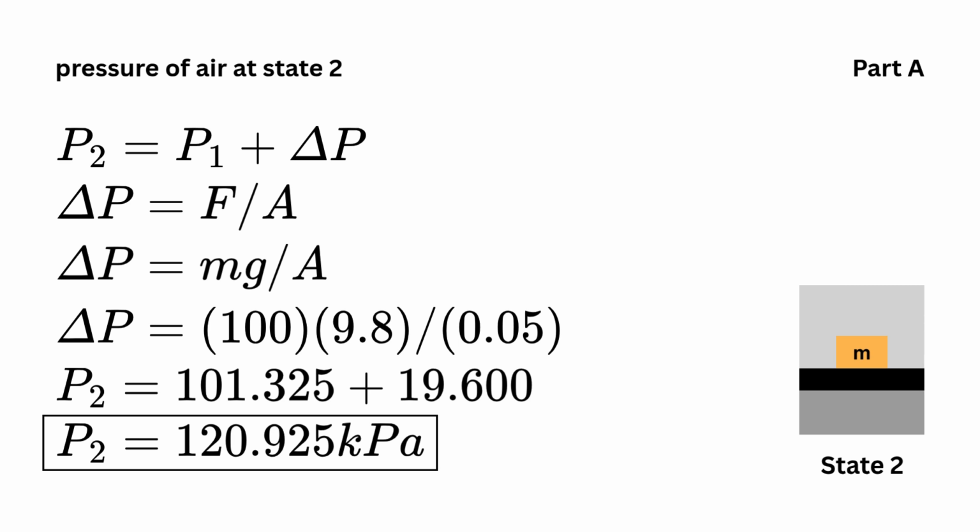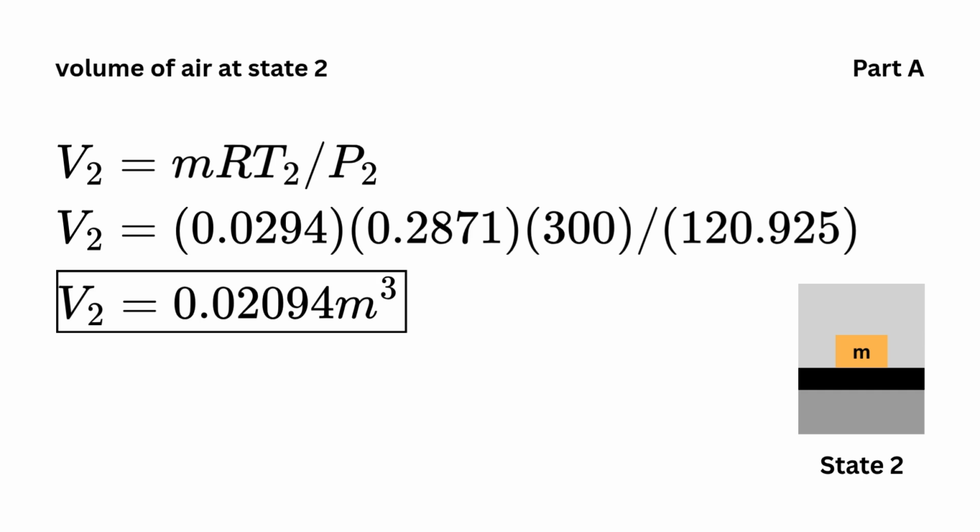Now, to determine the pressure at state 2, we need to take the pressure at state 1 and add the change in pressure. And the change in pressure is calculated by taking the force acted upon the air divided by the area of the piston. When subbing in for the mass and gravity, which is our force downwards, and the area, we get a pressure 2 of 120.925 kilopascal.